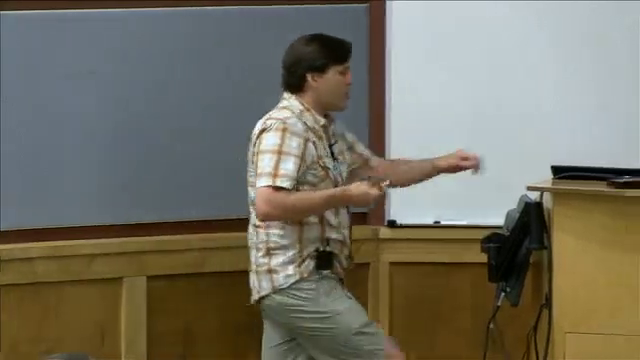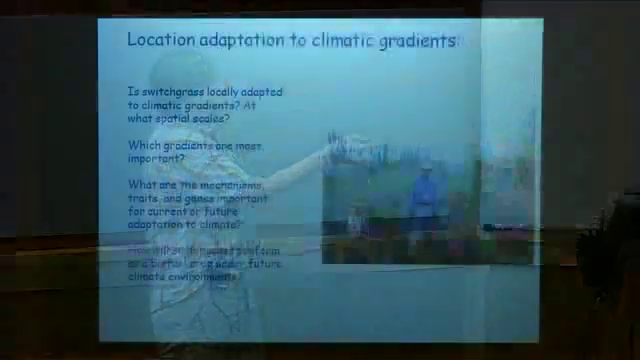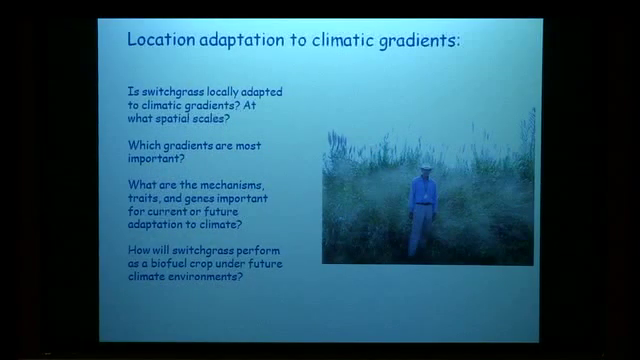And then sort of compounding that is these marginal lands right now are likely to become more marginal in the future with climate change. And so our project is really centered around asking, is there evidence for local adaptation in switchgrass to climate gradients and at what spatial scale? Which gradients are most important? What are the mechanisms, traits, and genes that are important for current or future adaptation to climate? And if we can, try to say something about how switchgrass might perform as a biofuel crop under future climate environments.